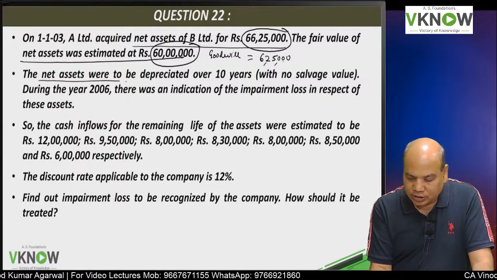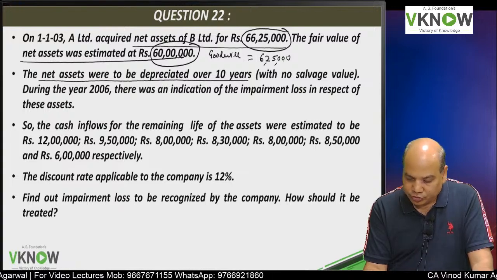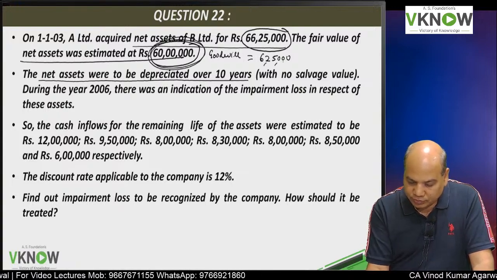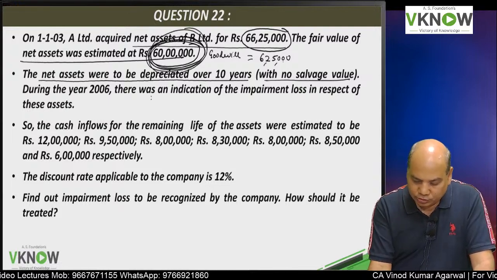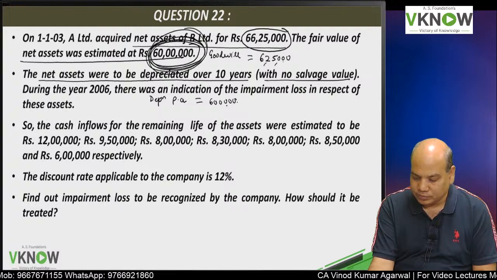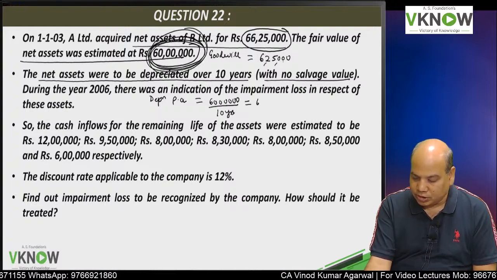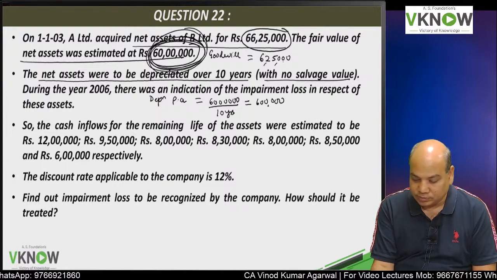Now they are saying net asset were to be depreciated over 10 years. This 60 lakh rupees will be depreciated over 10 years with no salvage value. So depreciation per annum would be 60 lakh divided by 10 years. So they are providing depreciation at the rate 6 lakh rupees per annum.